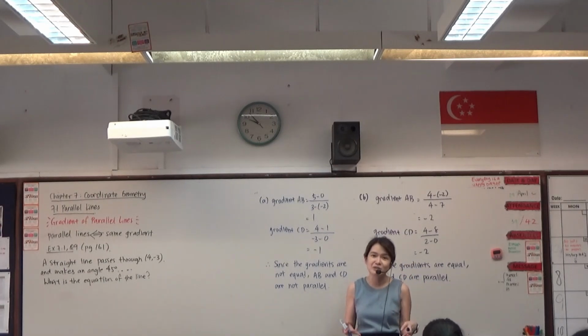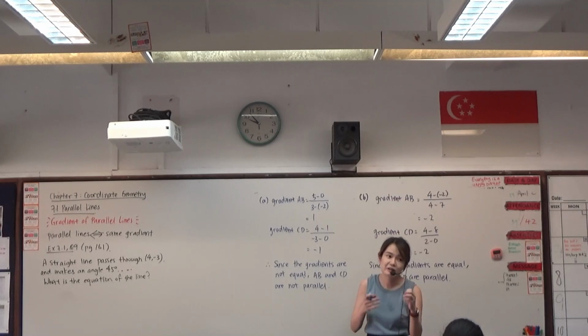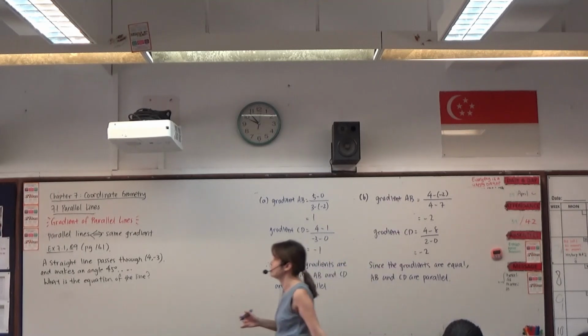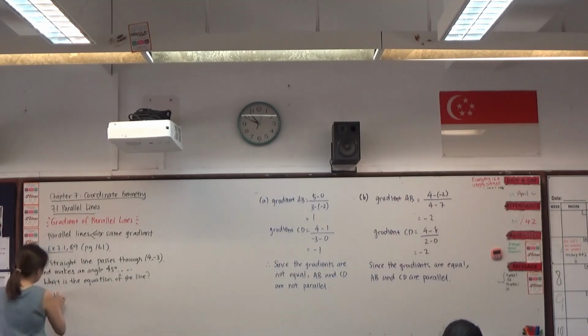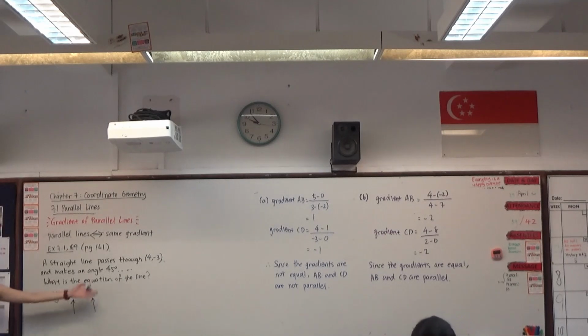That the equation of a straight line has the format of y equals mx plus c. Okay. So we learned it, right? Okay, y equals mx plus c. So we need the gradient and also the y-intercept, okay, in order to form the equation of a straight line. Right? So first thing, how do we find the gradient?